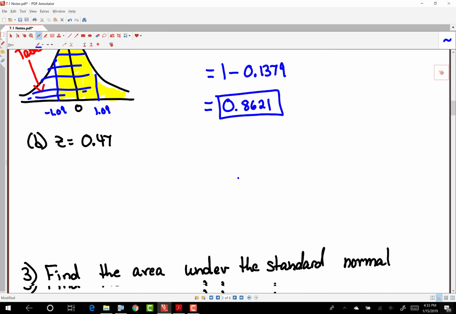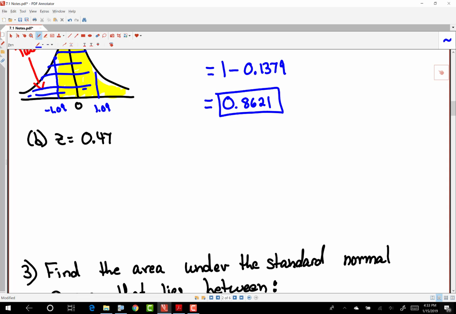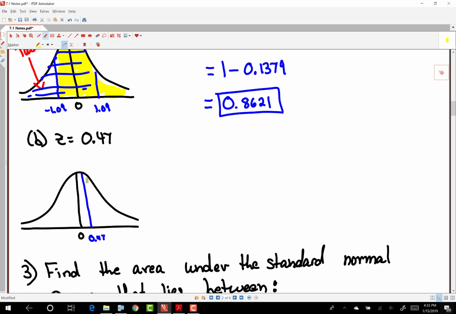So this time we're looking at to the right of z equal 0.47. So I'll draw my standard normal curve. Here's 0. So if you think about where 0.47 is, it's going to be on the right of 0, but very, very close to 0. This answer is probably going to be less than 50%, but not by a whole lot, 10% or so. And then we're looking to the right. So this is the area that we're going to find.